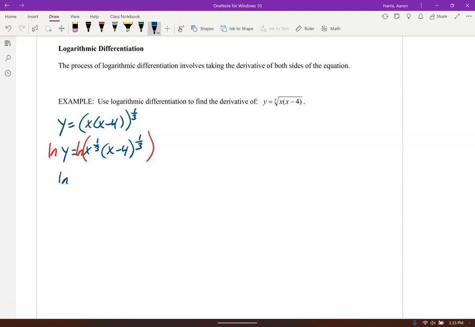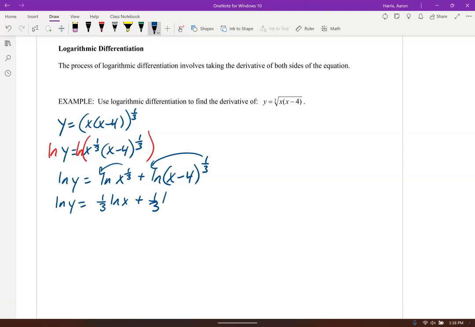And so I have the natural log of y equals the natural log of, and I can use my product rule to break this up. Oh, that's supposed to be a 1/3, plus natural log x minus 4 to the 1/3, right? And then I can use the power rule. Let me put those in front. So here I am in a much nicer form, arguably, to take the derivative. And so now we can take the derivative.